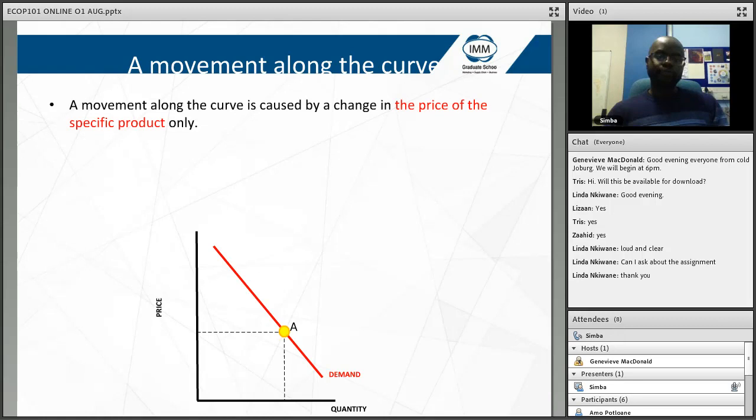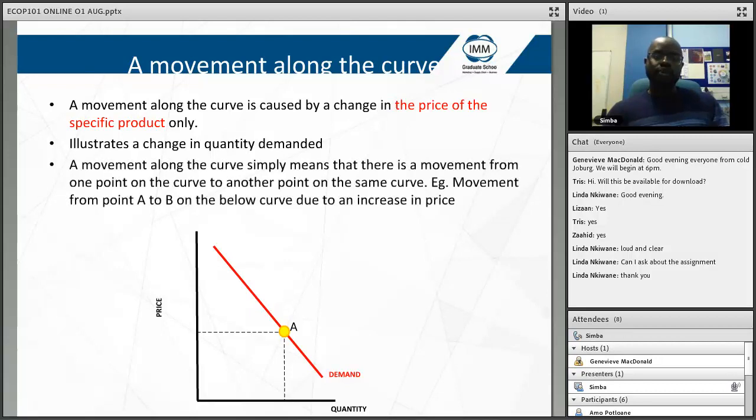All right. It is important to be able to distinguish between a movement along the demand curve and a shift of the demand curve. A movement along the curve is caused by a change in the price of a specific product. Let's say the price increases from A to B there.